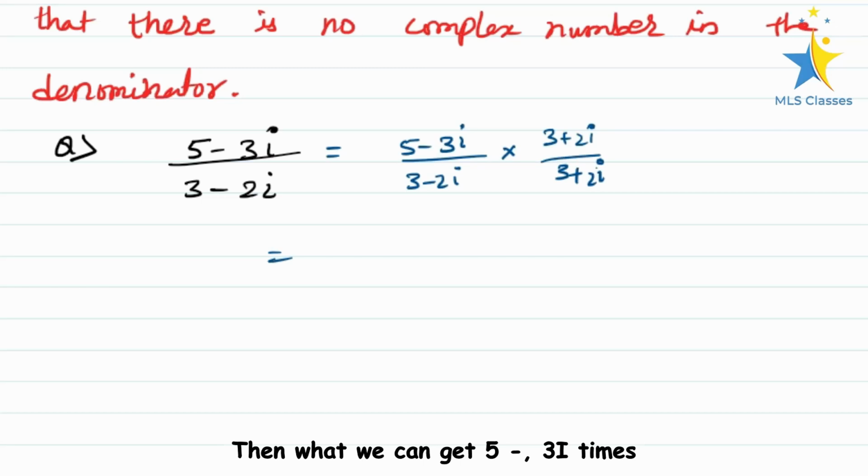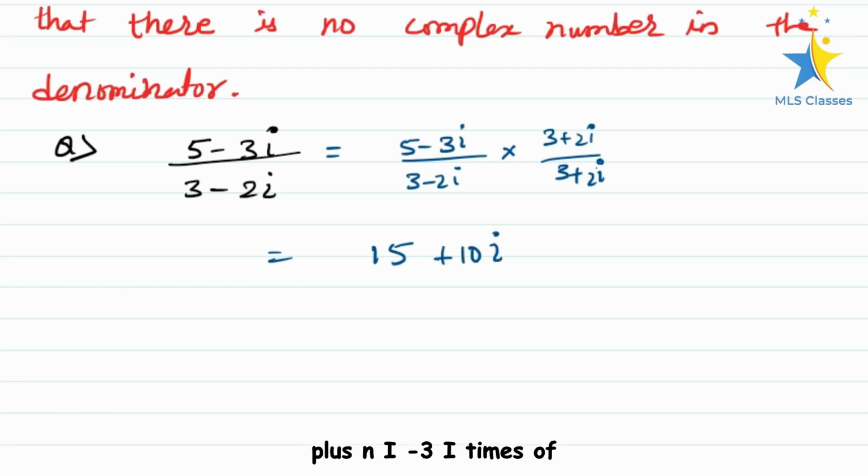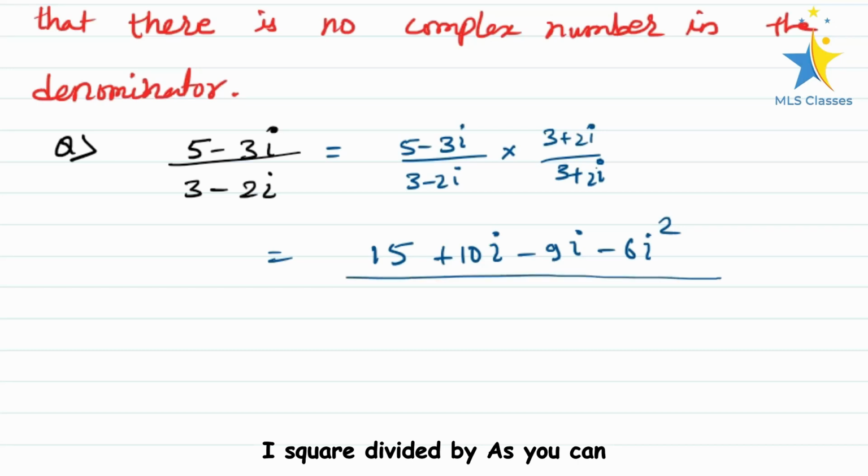Then we get (5 - 3i) times (3 + 2i). We will simply use the FOIL method. So 5 times 3 is 15. 5 times 2i is plus 10i. Negative 3i times 3 is negative 9i. Negative 3i times 2i is negative 6i squared, divided by, as you can see, (a - b) times (a + b), and we know that that is a squared minus b squared.